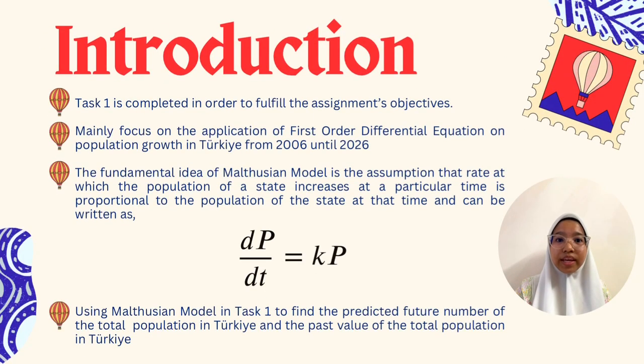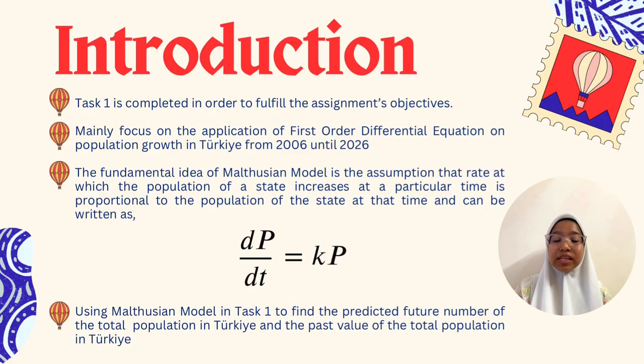First, we will begin with a brief introduction. This task is carried out to fulfill the assignment objective, which mainly focuses on the application of the first order differential equation in modeling population growth in Turkey from 2006 to 2026. The fundamental idea of the Malthusian model states that the growth rate of population is proportional to the current population.